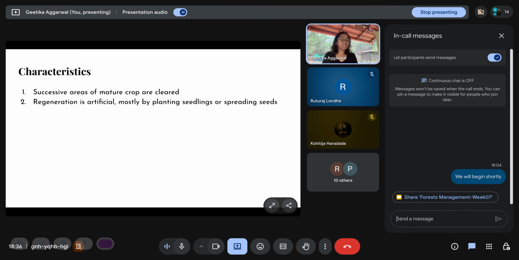Can anybody tell me why is that? Why do we have to carry out artificial regeneration in a clear fell forest? Anybody would like to take a guess? It's a very logical answer. It's not like you can't reach the answer. So why do you think, if you are clearing a particular patch of forest, you will have to carry out artificial regeneration? You'll have to either plant the seedlings yourself, or you would have to spread the seeds in that area yourself. Why is that so?